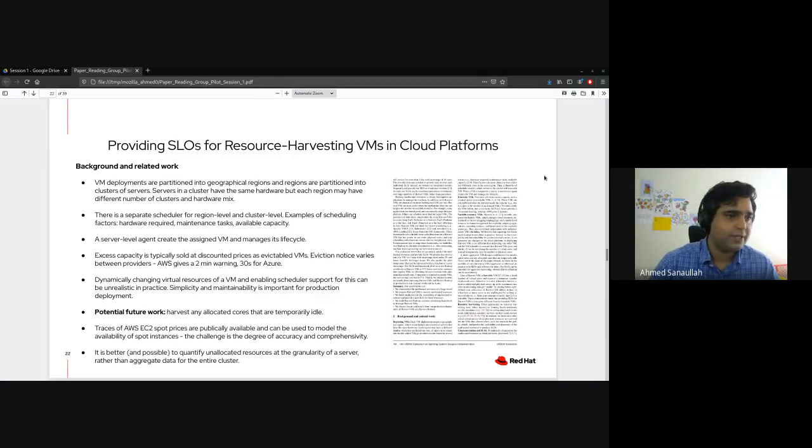I just want to point out that when I read through the background and related work, there was a bunch of other tidbits of information all over the place. For example, I found out that AWS is nice. They give you 2 minutes before they kick you out. Azure only gives you 30 seconds. But stuff like that was scattered all over this section 2.